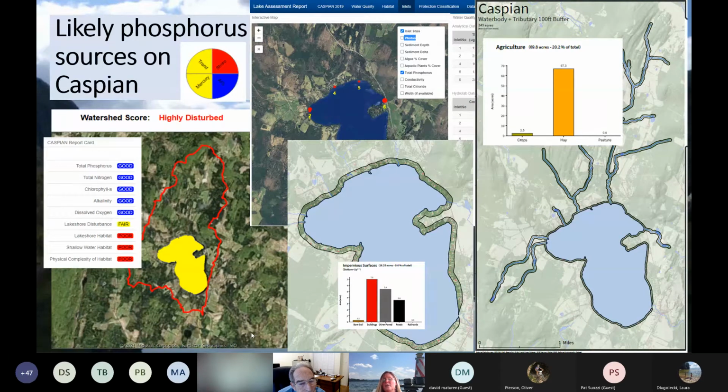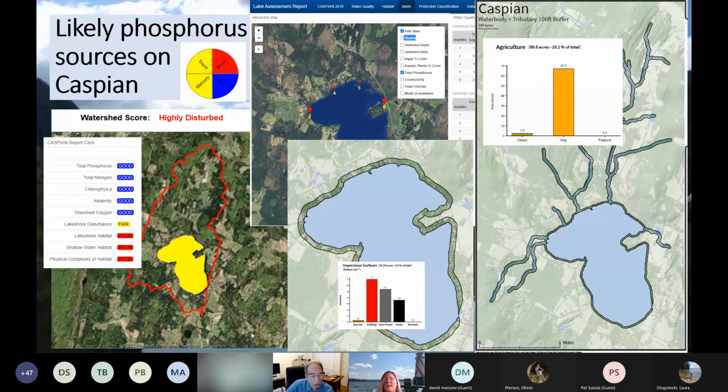Caspian's watershed scores poor for human disturbance. It also gets a poor score for shoreland condition, and 20% of its tributary buffers is classified as agriculture, and 10% of its lakeshore is impervious surfaces. So the protection plan is going to have a lot of sectors to cover to find primary sources of phosphorus to Caspian.